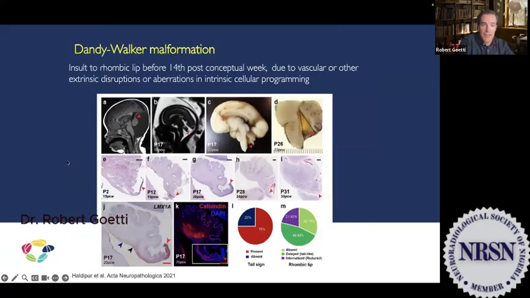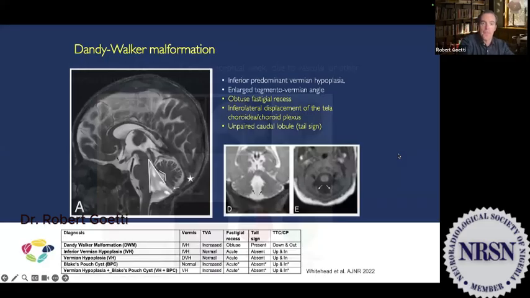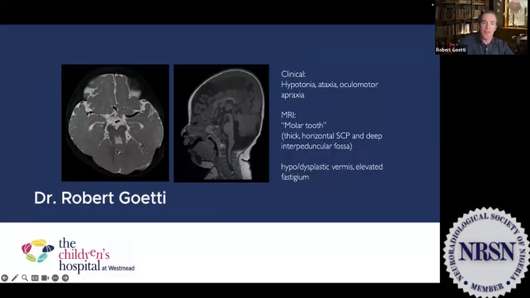The Dandy-Walker is actually caused by an insult to a transient structure called the rhombic lip before the 14th postconceptual week. And this can be either due to a vascular or other extrinsic disruption. So this rhombic lip has an insult, and that is what causes the Dandy-Walker malformation. Because of this abnormality of the cerebellum, it will lead to an obtuse vestigial. There's the classical finding of the molar tooth sign on MRI.